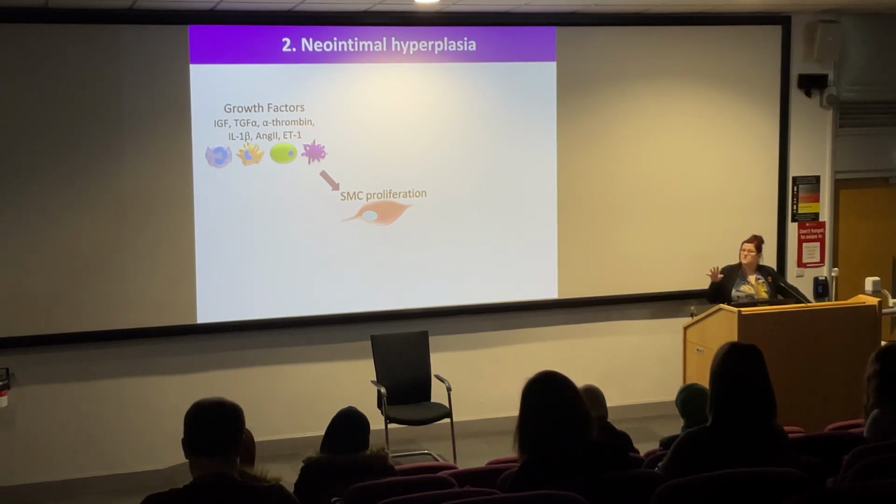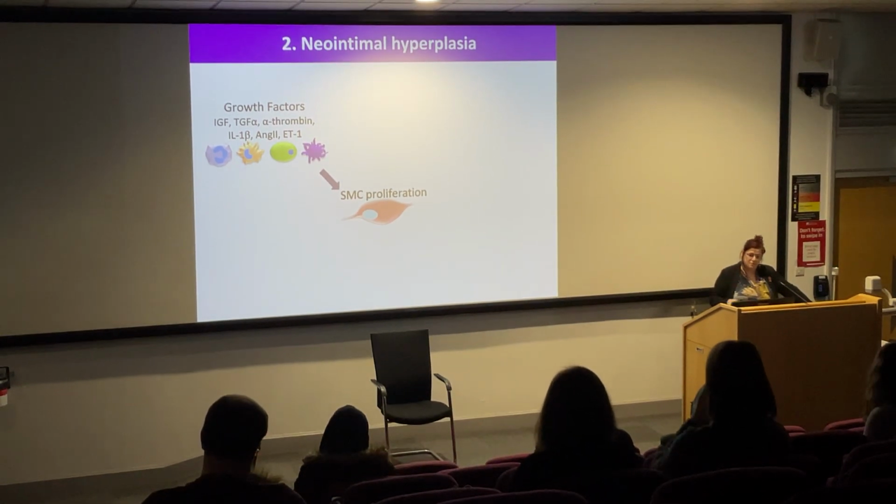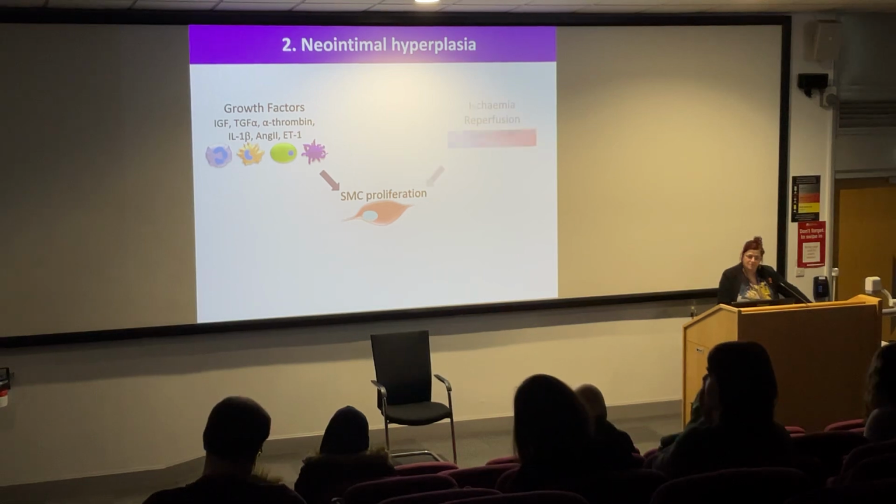But all of those things are secreted from any number of different cell types. So we've got the monocytes, the macrophages, the endothelial cells. You can also get them released from platelets. So all of these cell types which are involved in that recovery and disease process can release these growth factors, which will induce that smooth muscle cell proliferation.